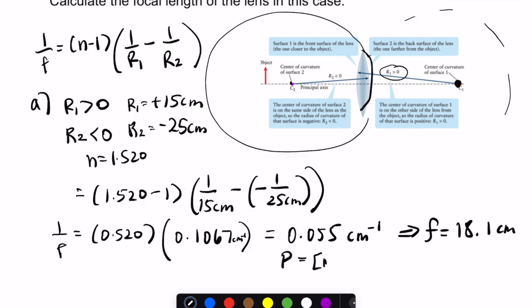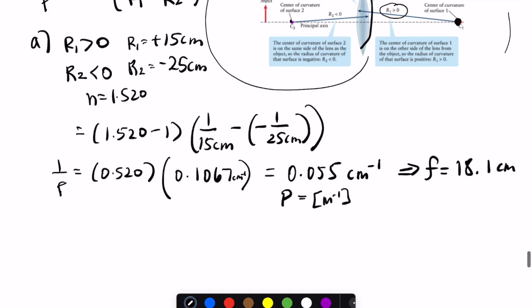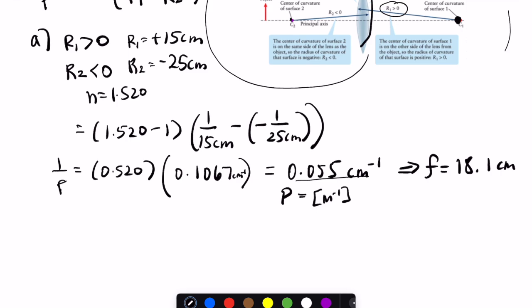Okay? And the power then is in units of meters inverse. So if we wanted to find the power of this lens, we would need to convert this to meters. So to convert that to meters inverse, let me write this as 1 over cm. I'm going to get rid of the cm's and put a meter. How many centimeters are in a meter? 100 cm's are in 1 meter. So we're going to multiply that by 100, and we get a power of 5.5.